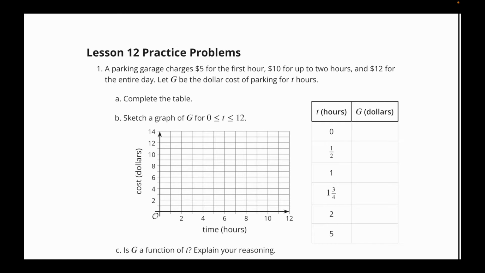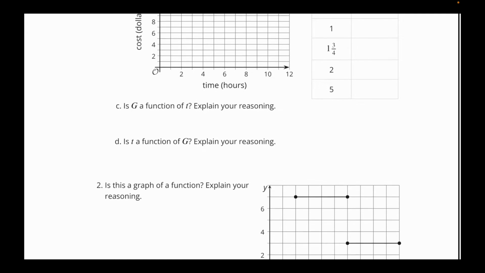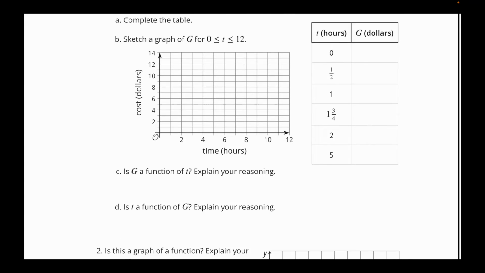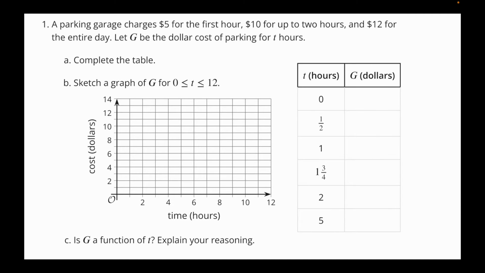Okay, so we're going to do four things then. We're going to complete this table, sketch a graph. We're then going to decide, is it a function? Is G a function of T? And then is T a function of G? So those are our steps here. So first, let's complete the table. Let's fill in our numbers here.